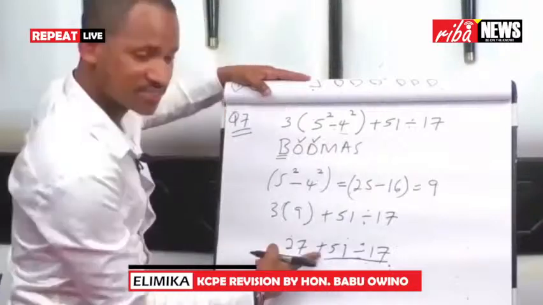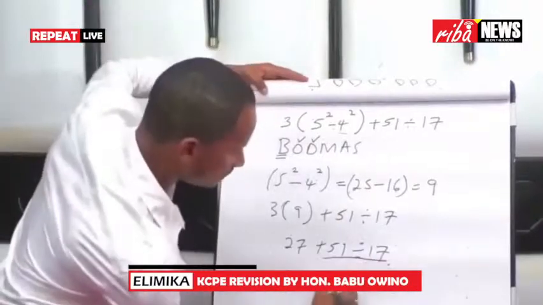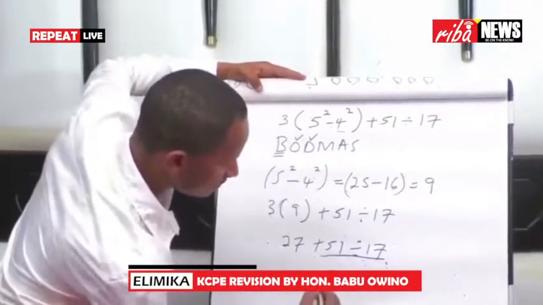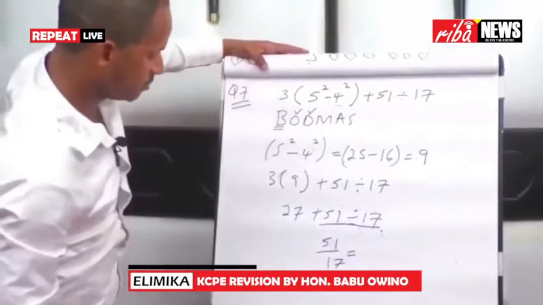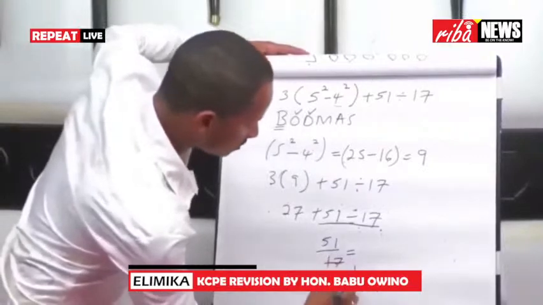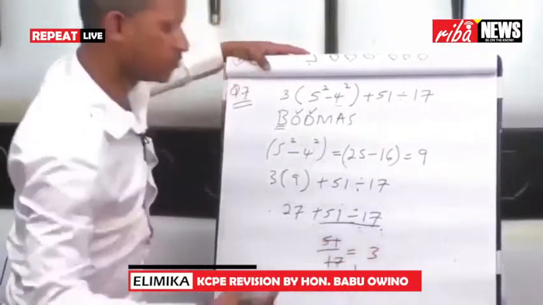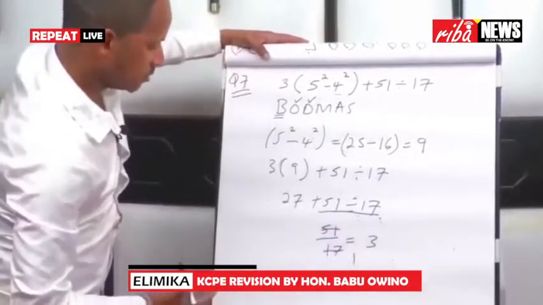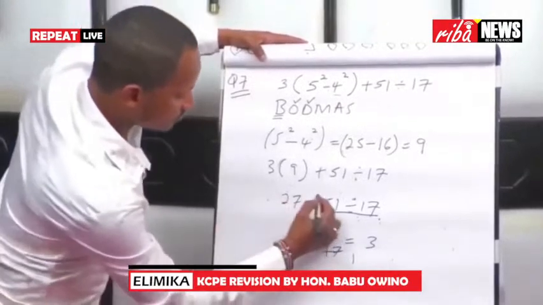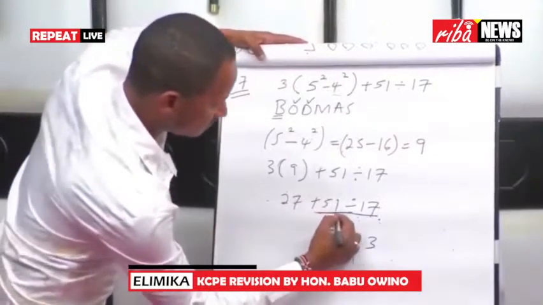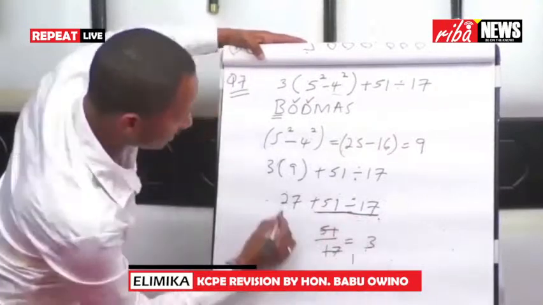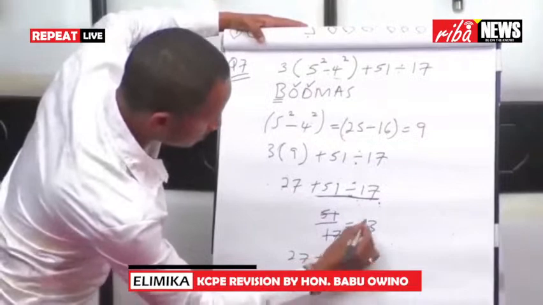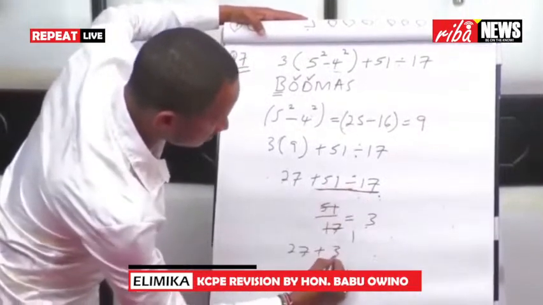You take it with its sign. So we have 51 divided by 17. So you can use cancellation. 17 goes here once, it goes here 3 times. Or you use long division. So we've solved this. 51 divided by 17, you get 3. Then rewrite it again: 27 plus the answer, 51 divided by 17 is 3.